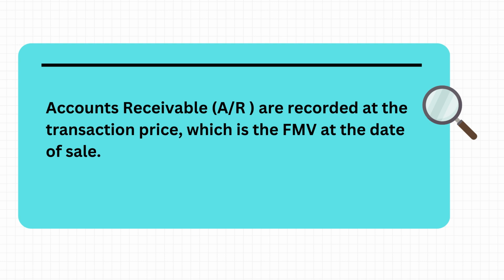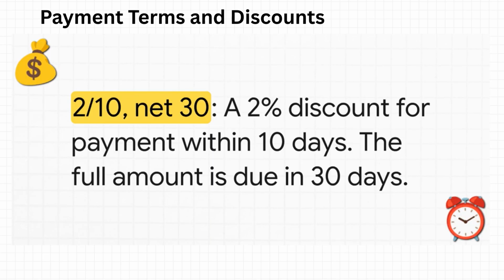Next, we need to understand payment terms and how discounts are handled. Have you ever seen terms like 2/10, net 30? That simply means the customer gets a 2% discount if they pay within 10 days. Otherwise, the full amount is due in 30 days.